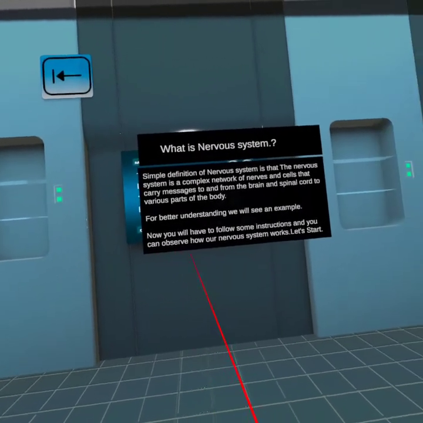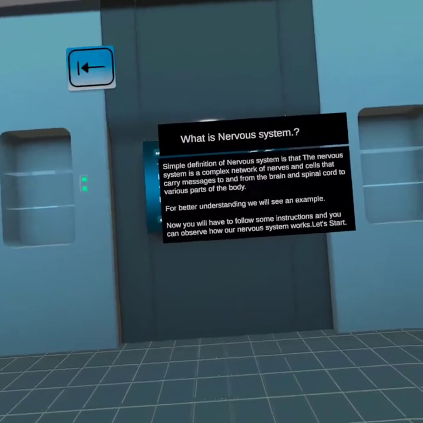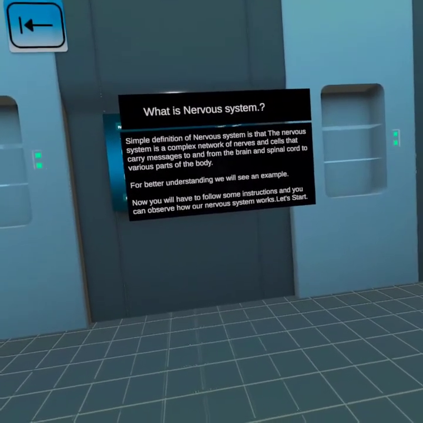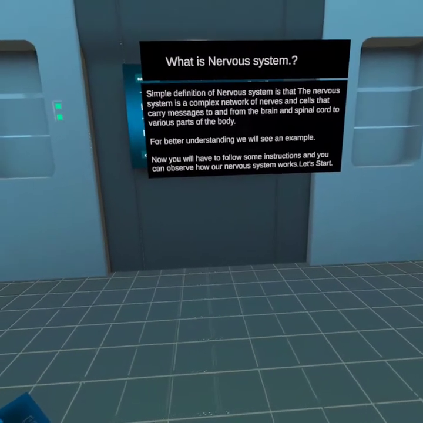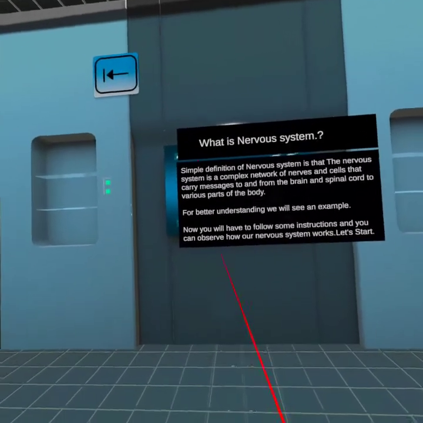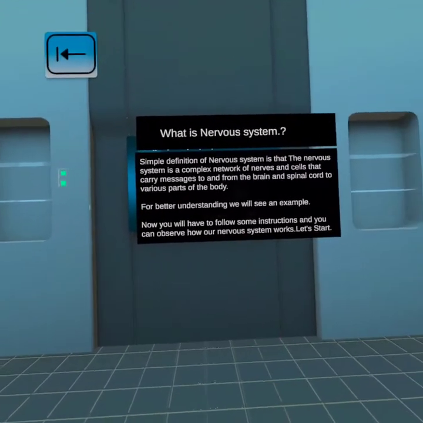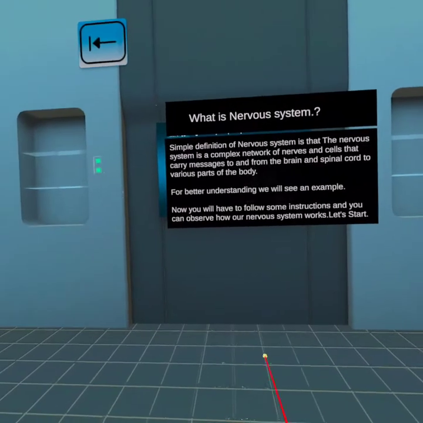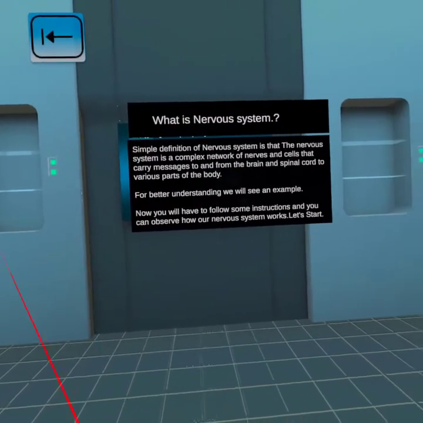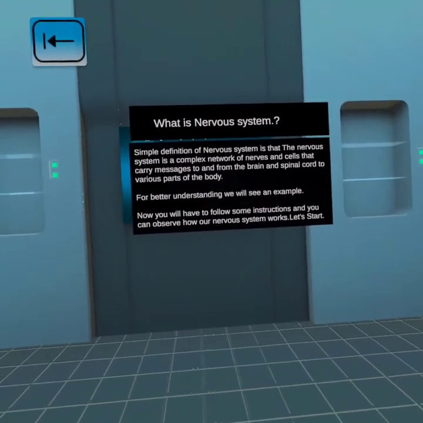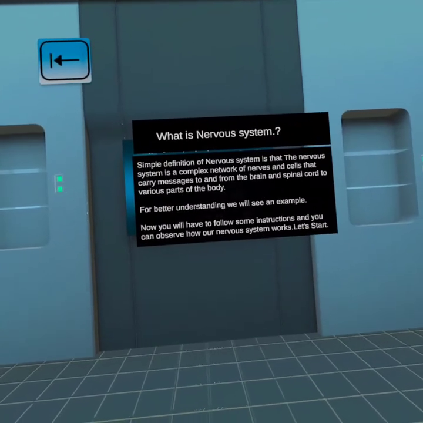A simple definition of the nervous system: the nervous system is a complex network of nerves and cells that carry messages to and from the brain and spinal cord to various parts of the body. For better understanding, we will see an example. Now you will have to follow some instructions and you can observe how our nervous system works. Let's start.